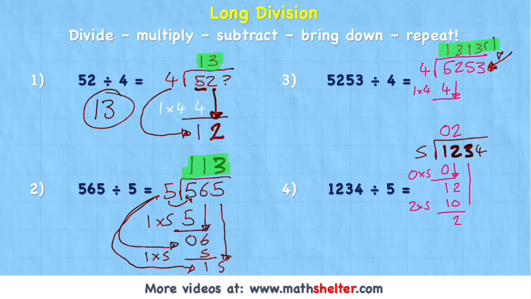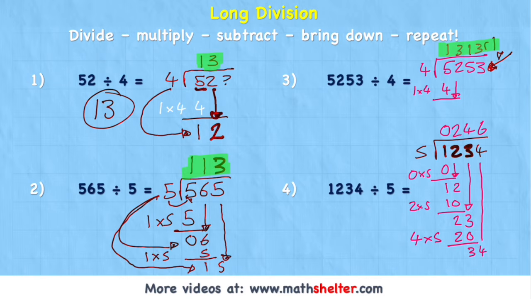Bring down my 3. And my question's now, how many 5s in 23? There are 4 5s in 23. And we can see how many is left over by doing 4 times 5. 4 times 5 is 20. 23 subtract 20 is 3. Bring down my 4, and I'm left with 34. How many 5s in 34?